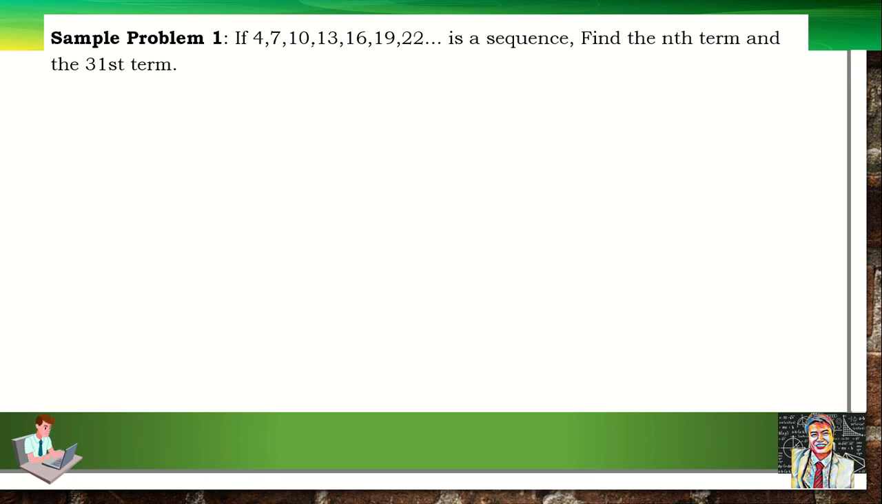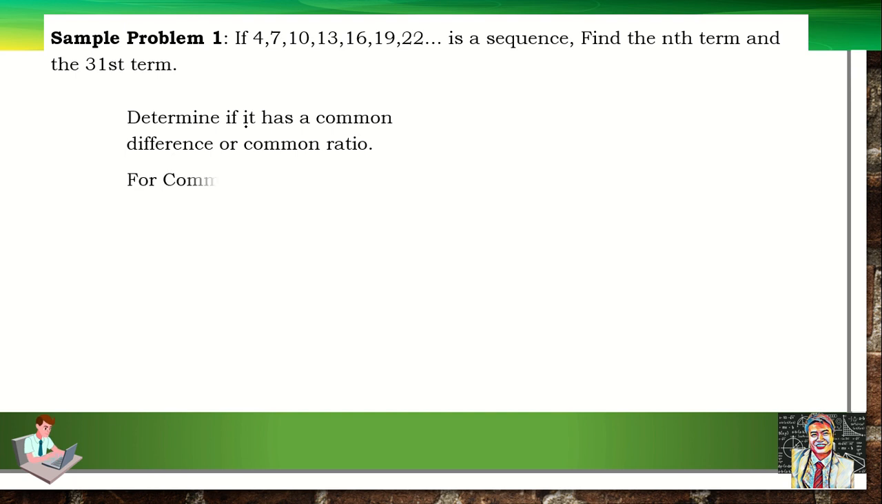Yung next term, pagka common difference, yung next term minus the before term. Okay? So, for example, dito, yun ang unang dapat gawin, determine if it has a common difference or common ratio. If none, hindi natin masasagot yan unless meron tayong certain formula para dyan. Okay? Yung nth term na formula. So, tingnan natin kung meron siyang common difference. So, for common difference, so this is 7 minus 4 which is equal to 3.